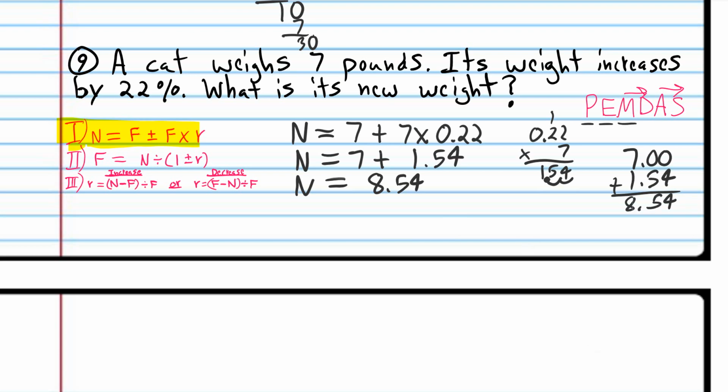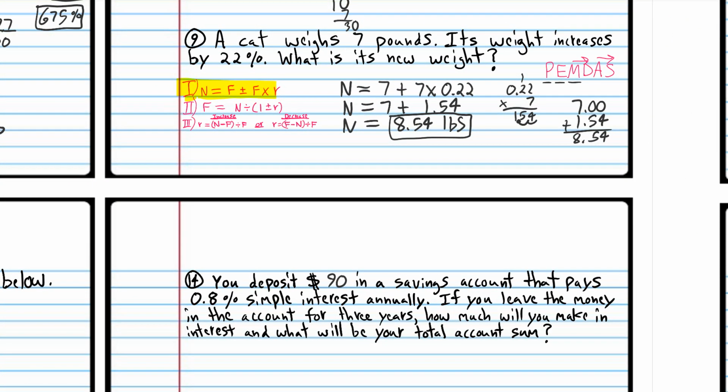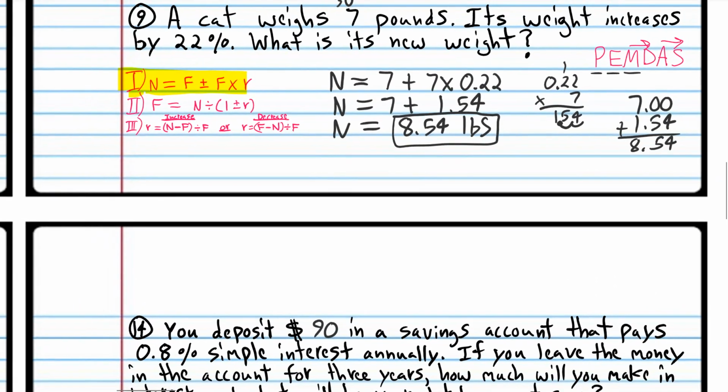Then we have to put our units. If you just leave your answer like that, you're going to get a point taken off, so we got to put pounds. The cat now weighs 8.54 pounds after a 22% increase. So we're going to use these formulas throughout this practice test today. Because sometimes, well, I'll get into that later.